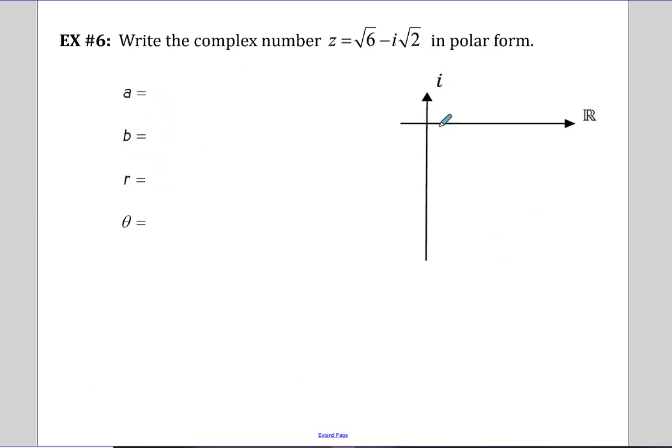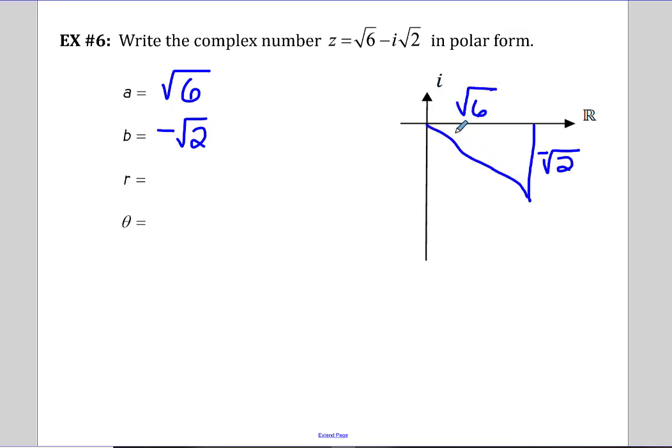Here's another one to try. We've got the square root of 6 as our a, and negative square root of 2 is our b. So we want to go down negative square root of 2 and go to the right square root of 6 and calculate what our argument is and what our modulus would be in this right triangle for that endpoint there.